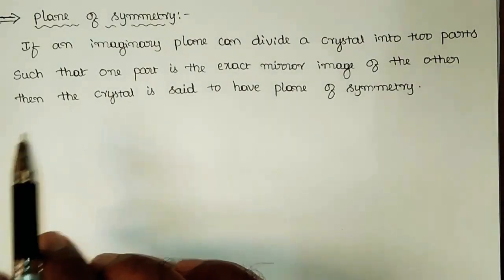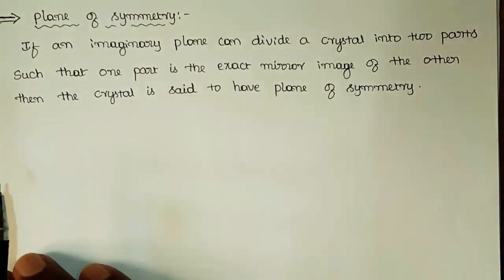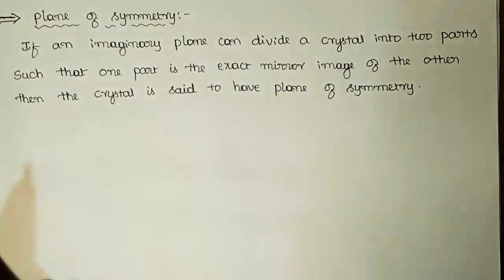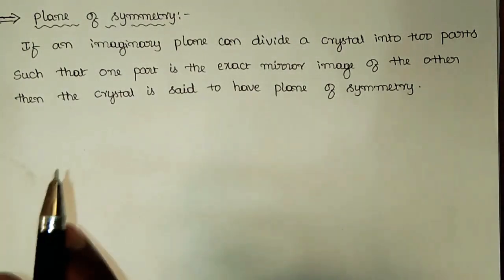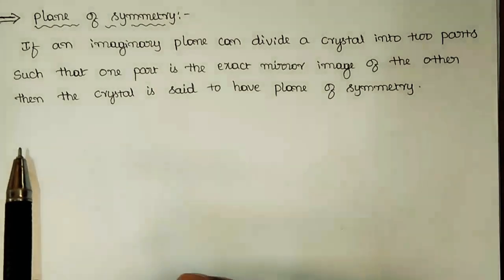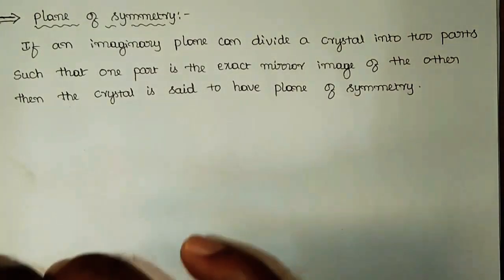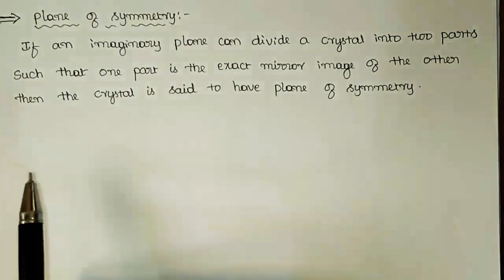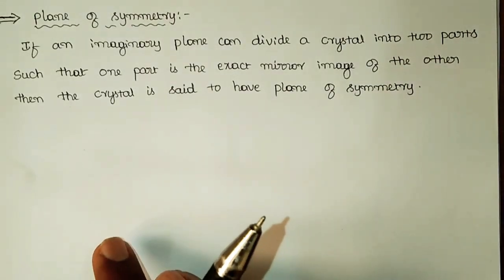Now, the second element of symmetry is plane of symmetry. If you consider a crystal, and through that crystal you pass a plane either through the opposite faces or through the opposite edges, if that plane cuts the crystal into two equal halves, provided one part is exactly the mirror image of the other part, then the crystal is said to exhibit plane of symmetry. The condition for the plane of symmetry is that when a plane passes through the crystal, the two parts we get are supposed to be exact mirror images of each other.